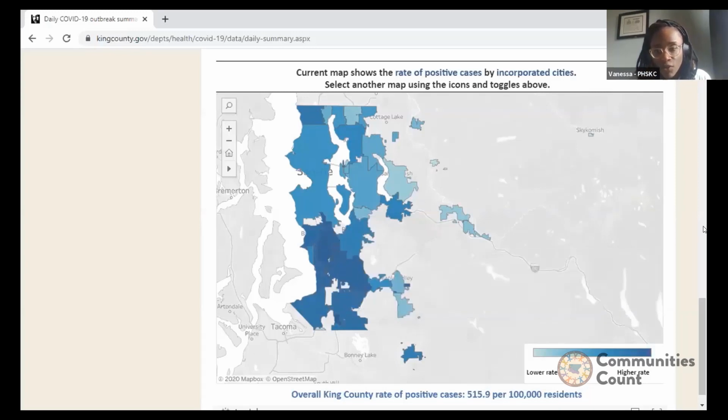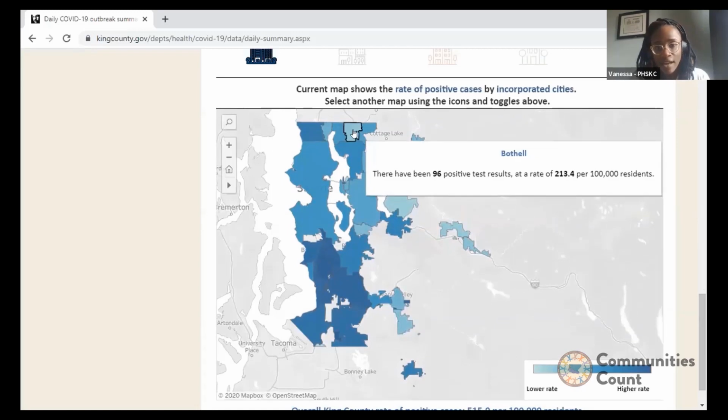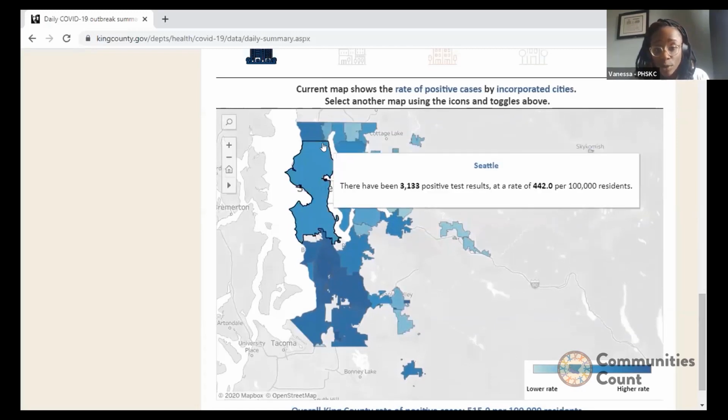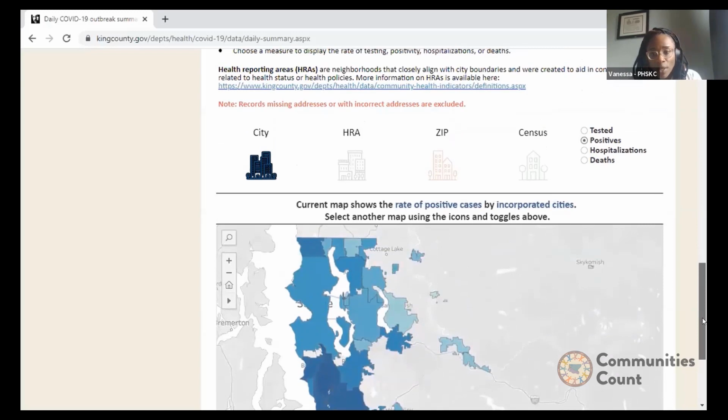And then if we look at North King County, they tend to have a lighter blue shade. So they have lower rates of positivity compared to the general population. So Seattle, being that the Chinook building is in Seattle, if we look at Seattle, 442 per 100,000 residents, which means that it's lower than the King County average. And once again, you can find this by number of people tested.